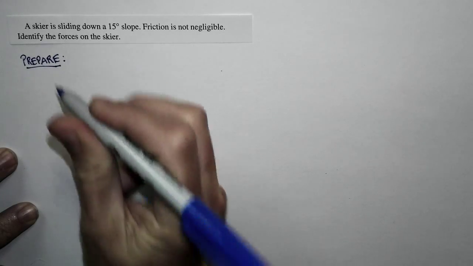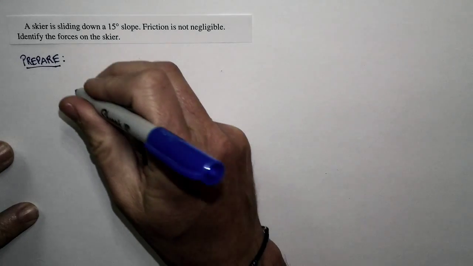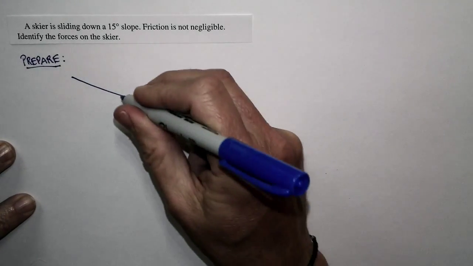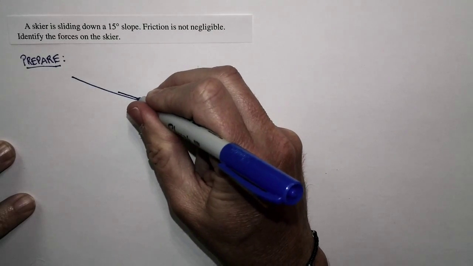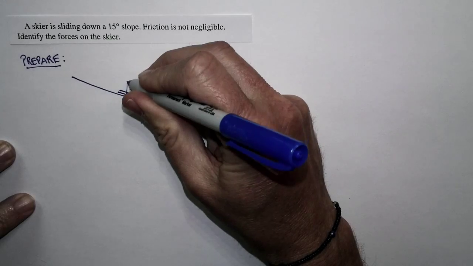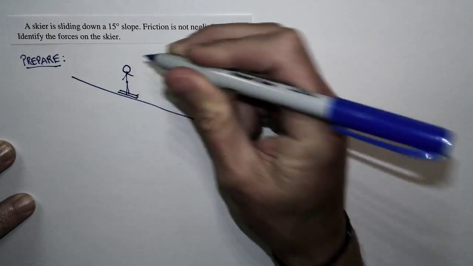We want you to get good at the preparation. We want you to practice it. We want you to take it seriously. And when you get to Chapter 5, that preparation, that warm-up will serve you well. So let's go ahead and do this. Let's take a look at this problem. A skier is sliding down a 15-degree slope. Friction is not negligible. Identify the forces on the skier.